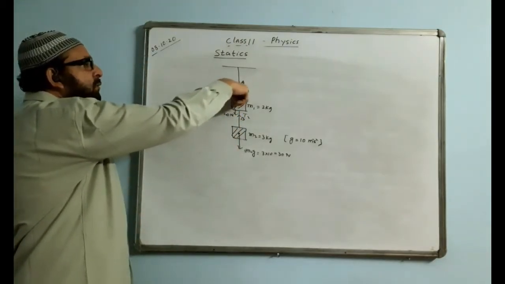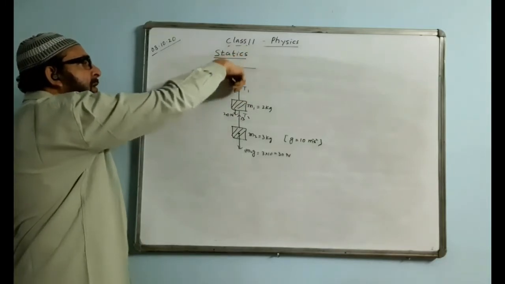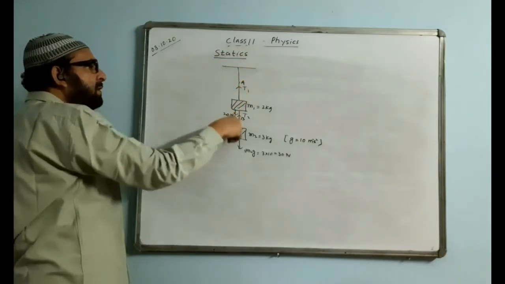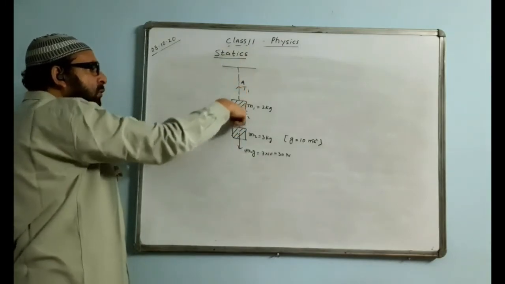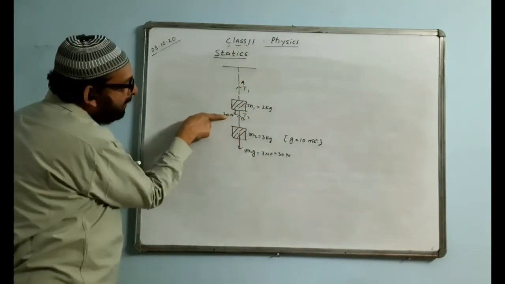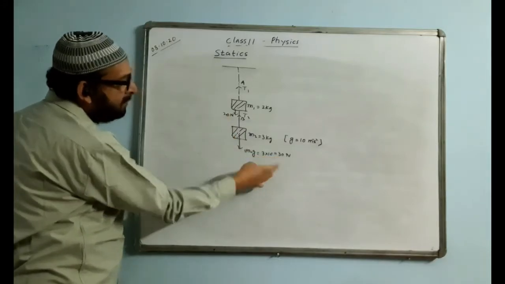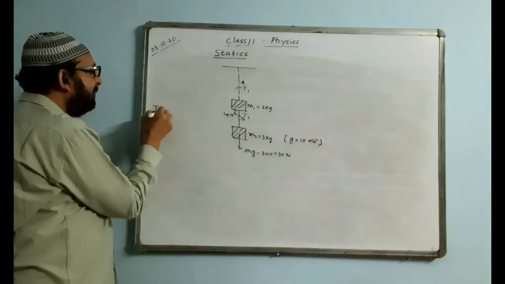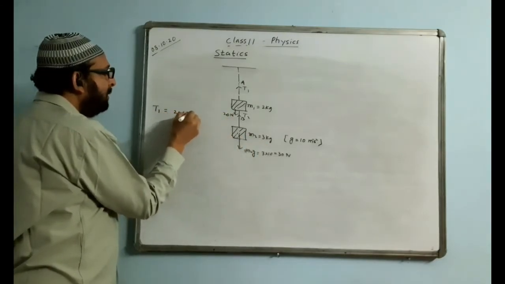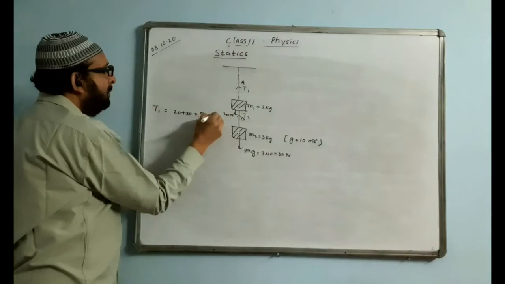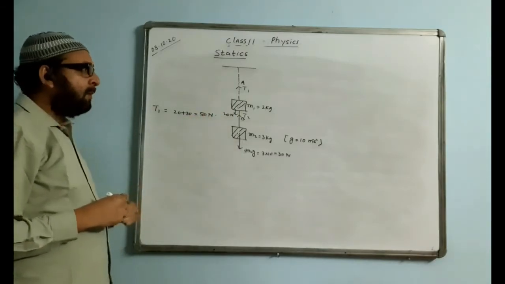We'll see this force T1 is acting upward. It is balancing the weight of these two blocks. This one is supporting these two blocks. What is the weight of this block? 20 Newton here. And this one? 30 Newton. You can directly write that T1 is equal to 20 plus 30, so the answer is 50 Newton. Finished. There is no motion.